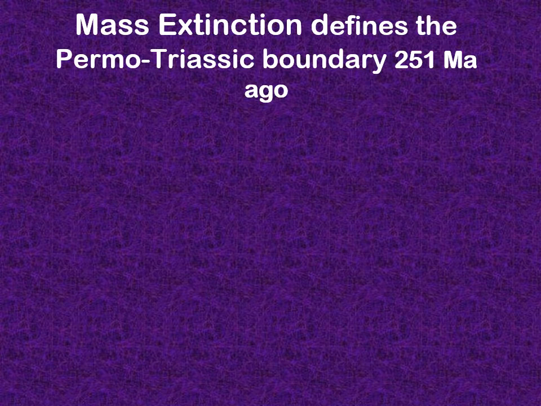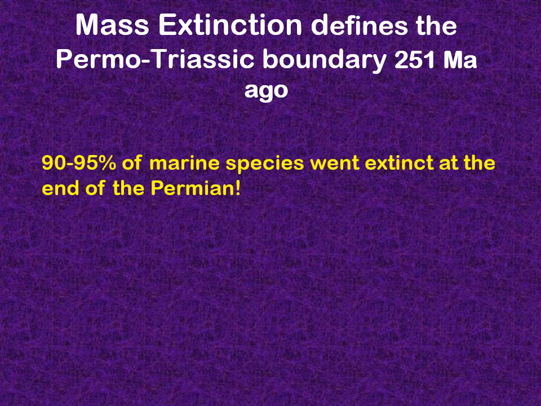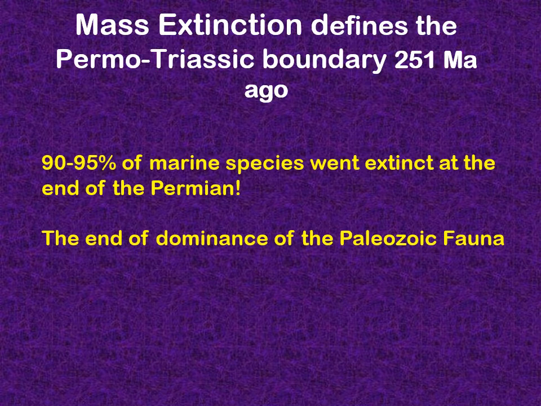And then we end the Permian period with the biggest mass extinction the planet has ever seen. About 250, 251 million years ago, that is where we mark the boundary of what we call the Permo-Triassic, or the PT, extinction event. This was absolutely huge. It wiped out 90 to 95% of all marine species. Since most life is in the oceans, to lose 90 to 95% of all ocean life is essentially almost losing all life. But this is the end of that dominance of the Paleozoic fauna.